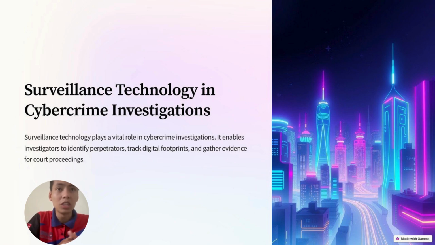Perpetrators, tracking digital footprints, and gathering evidence that can be used in court. Some forms of surveillance technology that are often used include spyware, network monitoring, and big data analysis.